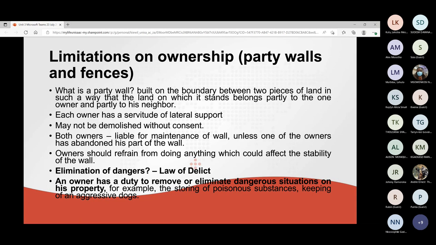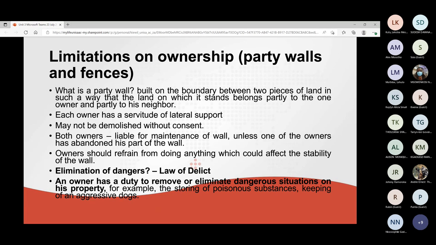Now, party walls and fences. What is a party wall? A party wall is built on the boundary between two pieces of land in such a way that the land on which it stands belongs partly to the one owner and partly to your neighbor. In terms of the common law, each owner has a servitude of lateral support, so the party wall may not be demolished without consent. Both owners are responsible for the maintenance of the wall unless one of the owners has abandoned his part of the wall. Owners should refrain from doing anything which could affect the stability of the wall.